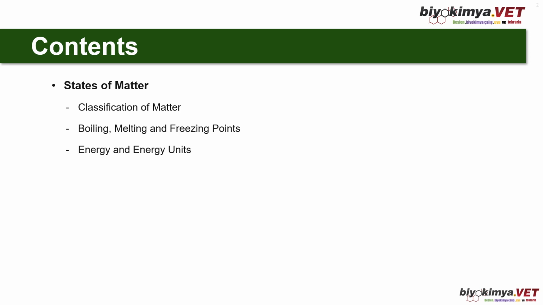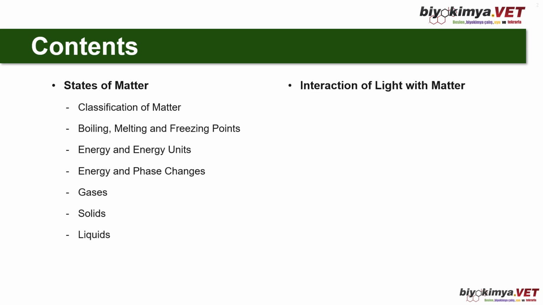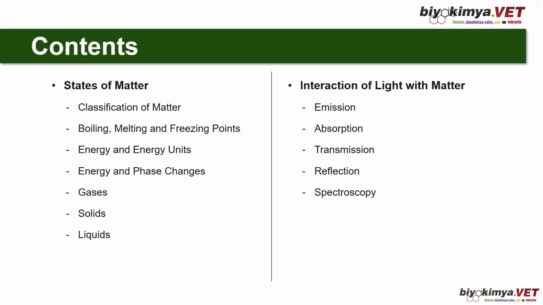The contents of the topic are states of matter, which is the first major title, and the classification of matter, boiling, melting, and freezing points, energy and energy units, energy and phase changes, gases, solids, and liquids are explained under states of matter. And the second major title is interaction of light with matter, and emission, absorption, transmission, reflection, and spectroscopy are explained under interaction of light with matter.